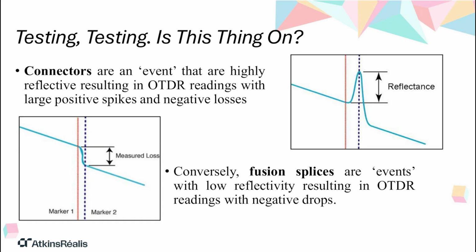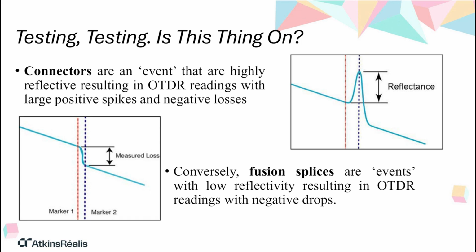Exactly. It sees the gradual signal loss from attenuation. It sees events like connectors, which cause a noticeable reflection spike. It sees splices, which usually show up as a small drop in signal with very little reflection. It can pinpoint breaks or sharp bends. It measures the loss of each event and the total loss for the link. So you get this graph, this trace. How do you read it?